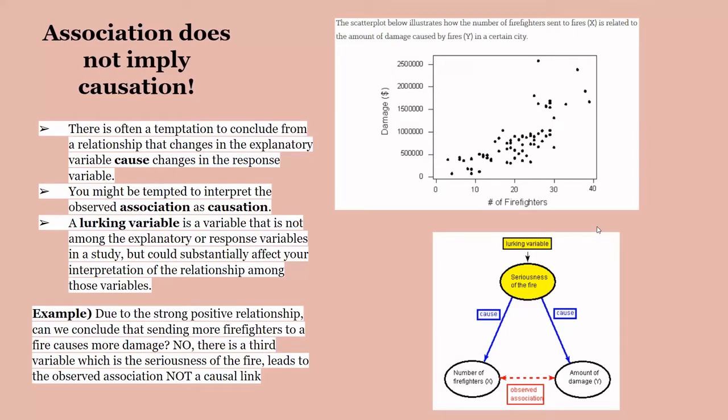When we see a relationship that changes, we usually conclude that the explanatory variable changes the response. This leads people to believe that there is a causal relationship between the two, when there might just be an association between the variables. The association might be a result of a lurking variable, which is a factor that could affect the interpretation between the explanatory and response variable.